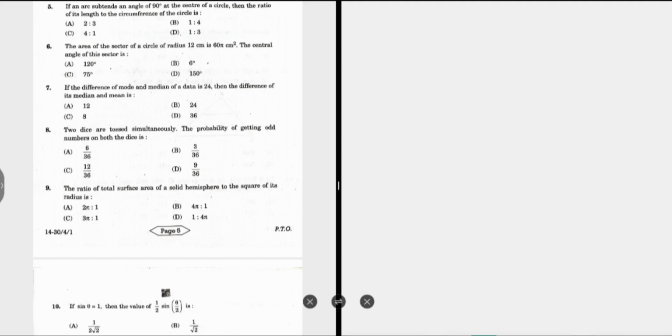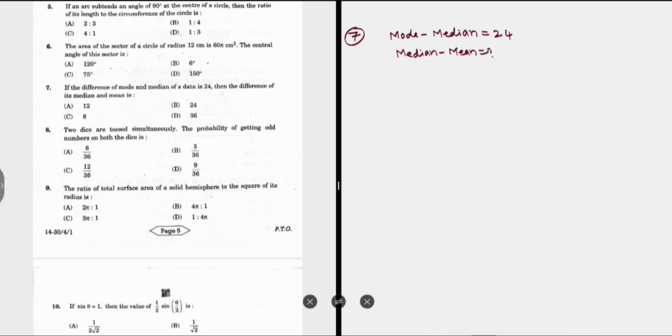Now question number 7. In question number 7 it is given the difference of mode and median. So mode minus median is given. Mode minus median is equal to 24. We have to find out the difference of median and mean. So we have to get median minus mean. We have to find out this.